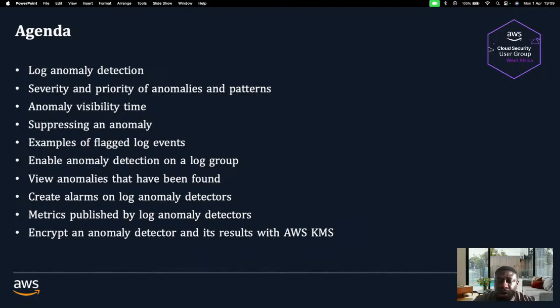I'm also going to be talking about how to enable anomaly detection on a log group. And then we are going to take some time to view anomalies that have been found, such as a scenario where you find an anomaly. How do you go about viewing that anomaly? We'll also take a look at how to create alarms on log anomaly detectors.